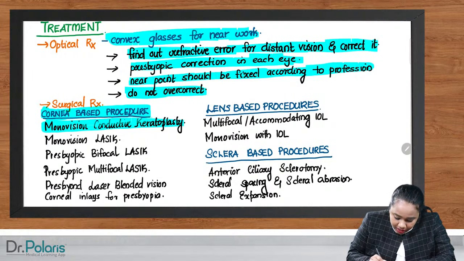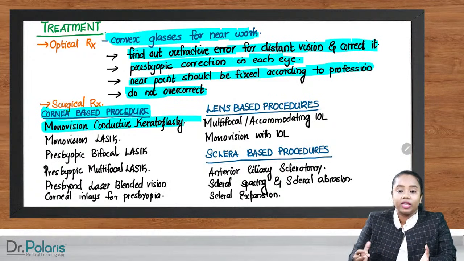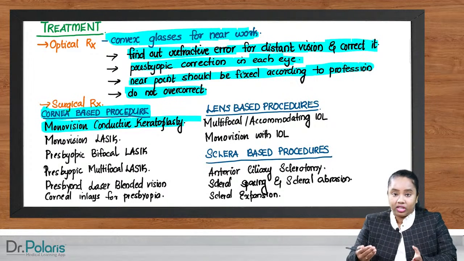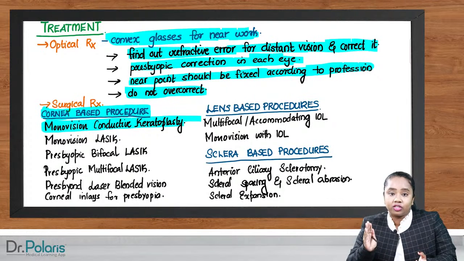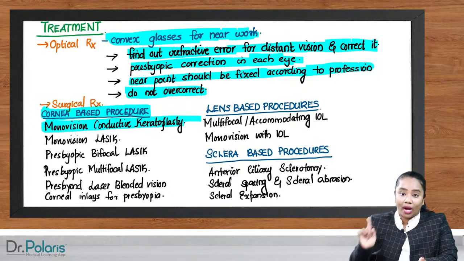So, monovision conductive keratoplasty means we do certain corneal corrections, so that in a single eye, the correction for near vision is done. It is similar to that of hypermetropia. So, correction is done in one single eye.